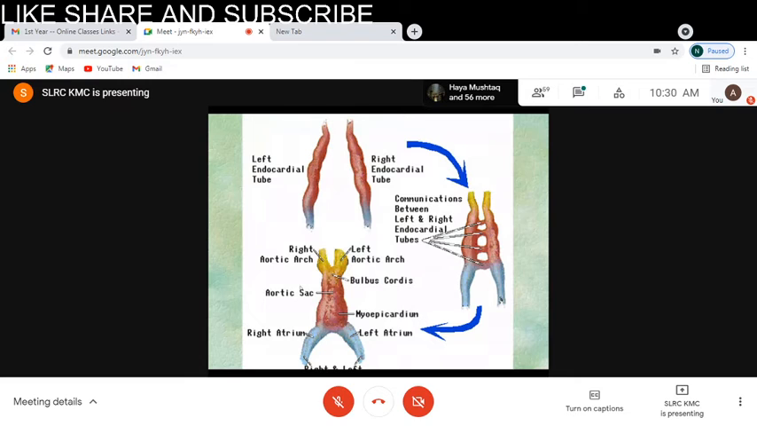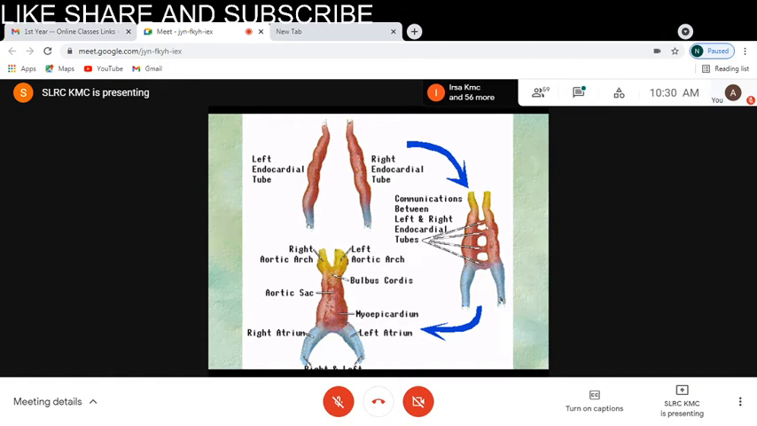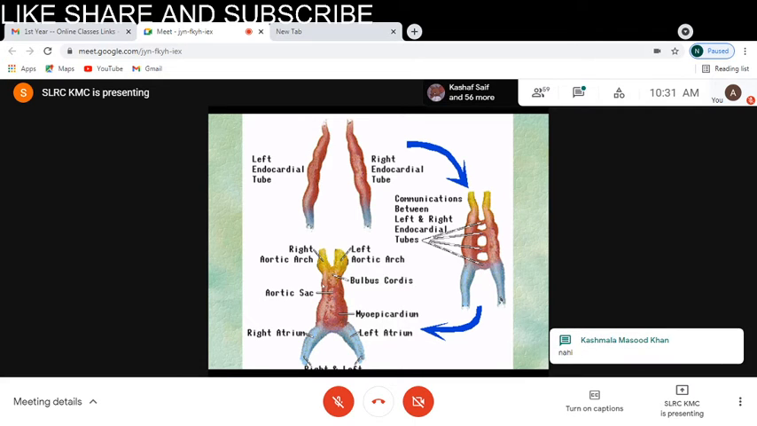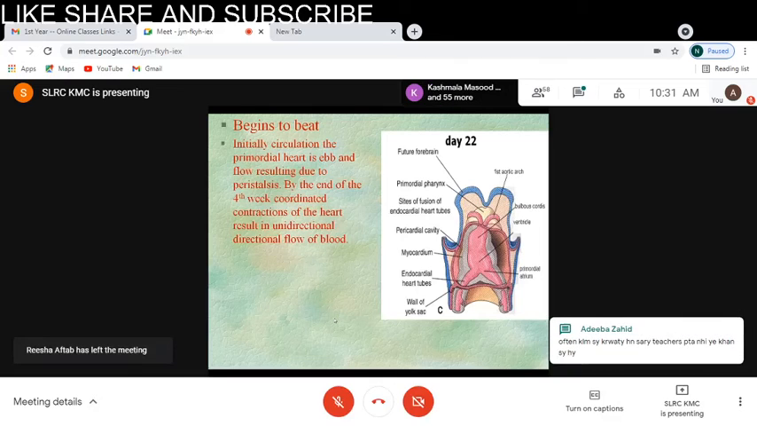This is another figure which shows the fusion of the tubes. You can see the right and left heart tubes, and due to the folding they come closer and begin to fuse. Initially the fusion is in this tubular fashion, later on the fusion is complete, and then it has different parts which I am going to explain in the next slides.